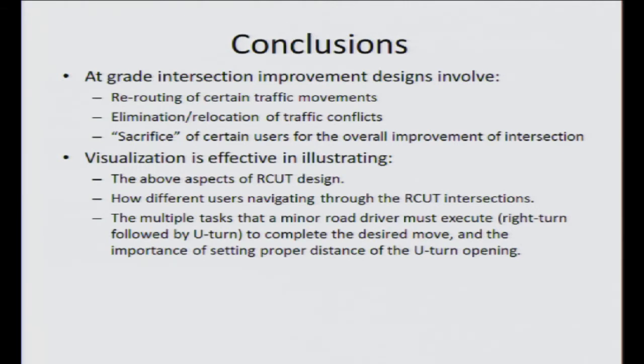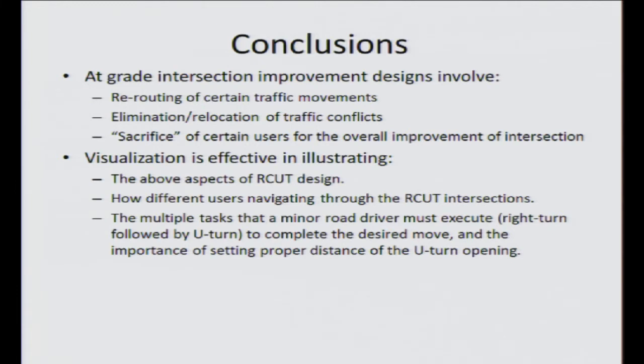Okay. So conclusions at the grade intersection. If we are talking about improving safety at grade intersection, okay, we promote some kind of different kind of alternative intersection design, and basically they include rerouting of certain traffic movement. That will result in elimination, relocation of certain traffic conflicts, and it doesn't make everyone happy. It requires sacrifice of small percentage of users. They have to travel some extra distance.